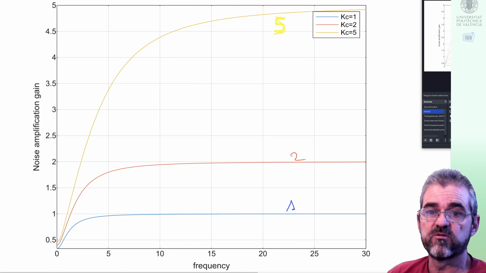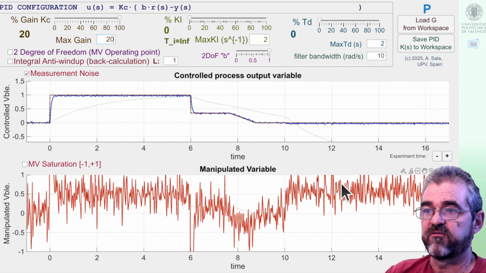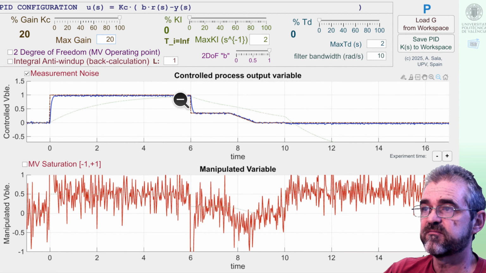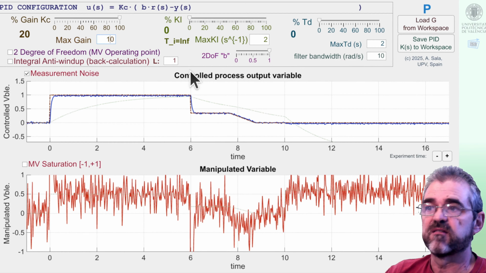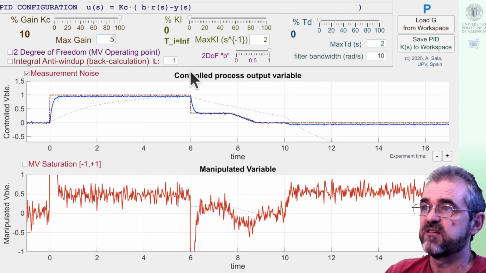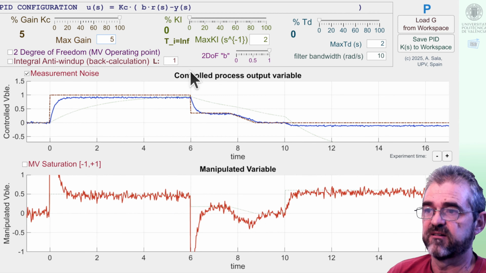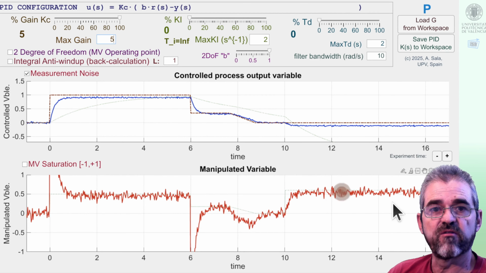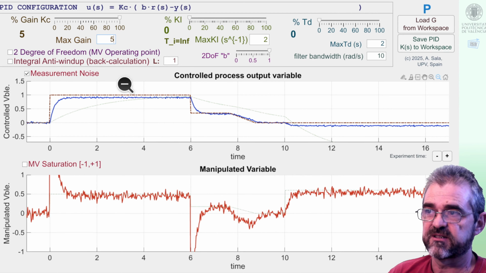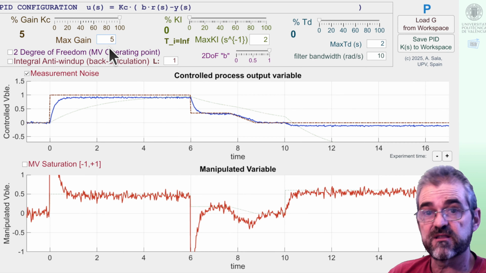And if we go back to the simulations, this is what we see. A very large high frequency activity that, okay, if instead of 20 I get 10, then it will reduce by half. If I put 5, it will reduce again by half. So the high frequency content of my control action is, let's say, proportional to the gain. So that's a reason to limit that gain.